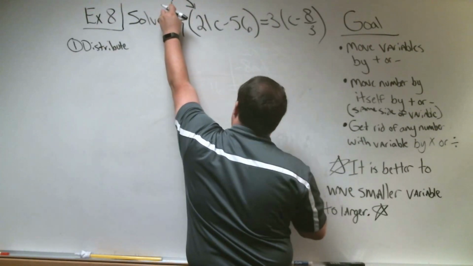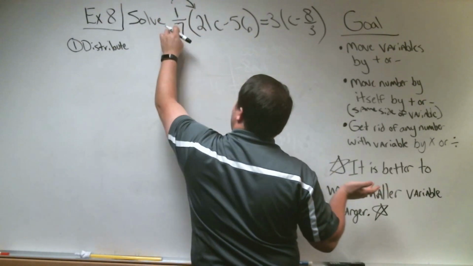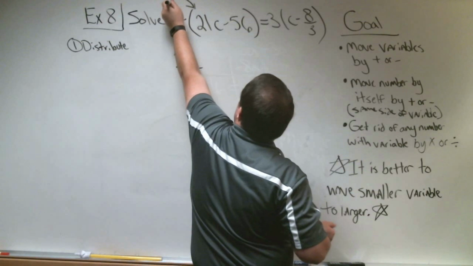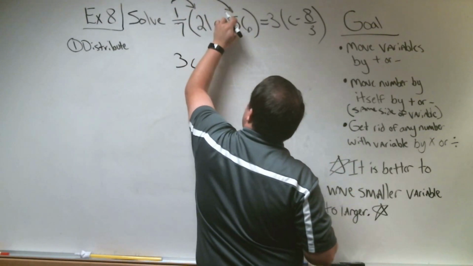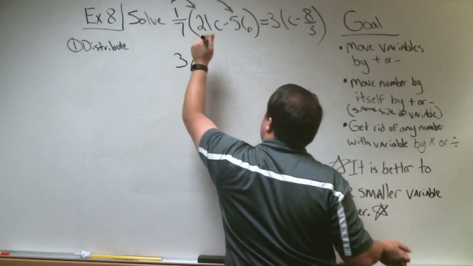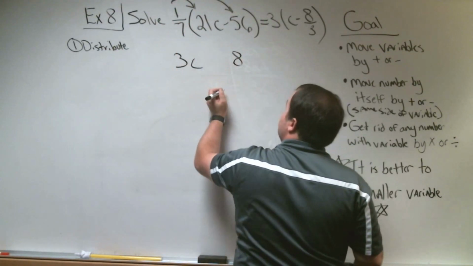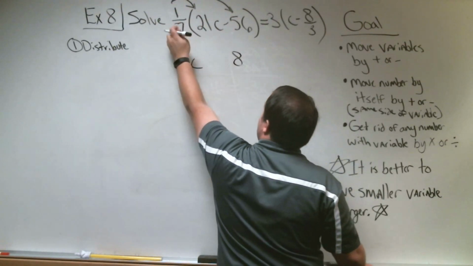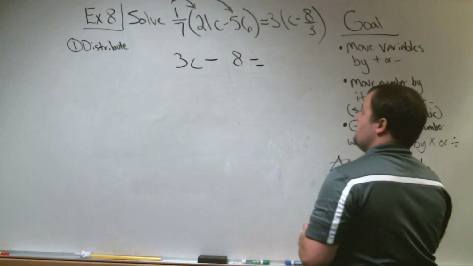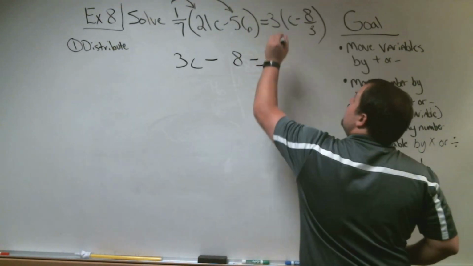21 times 1, that's 21. 21 divided by 7, that's 3. So we have 3c. Do the same here. 56 times 1, that's 56. 56 divided by 7 is 8. Well, that was a negative 56. This is a positive, so we have a negative. Alright, try the next one.